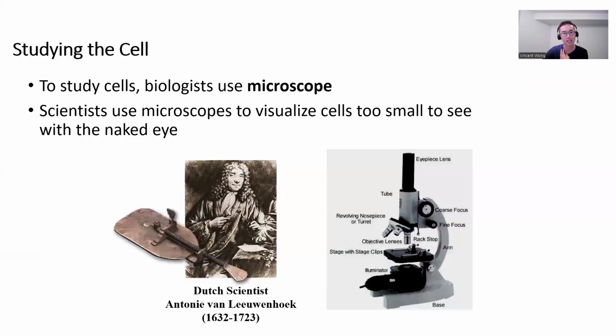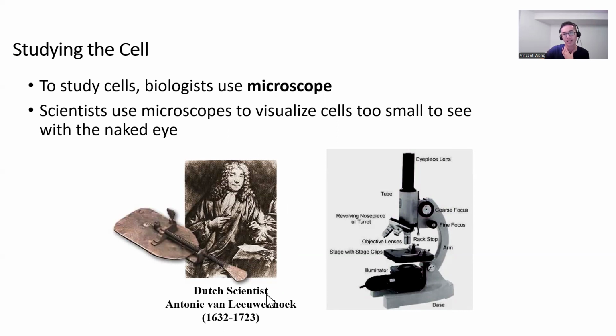Okay, so those are the 4 parts of the cell theory. Now, cells are very small. You cannot see them with your naked eye, and so we need to have the microscope to help us do that. And the first microscope that was documented was created by this Dutch scientist named Antony van Leeuwenhoek. That's how you pronounce his name, Leeuwenhoek.